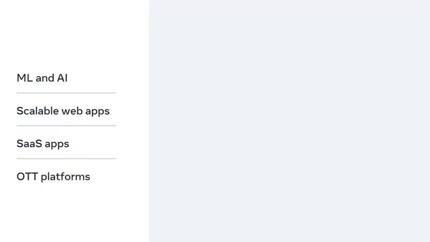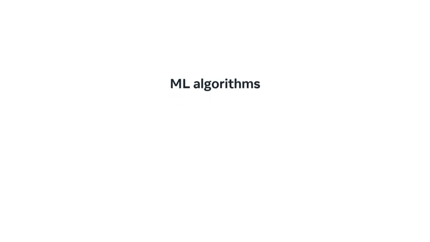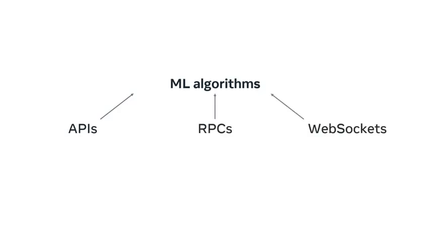These include the areas of machine learning and artificial intelligence, scalable web applications, software as a service applications, over-the-top media platforms, and industries like shopping, event management, news, and publishing. Let's explore each of these areas now in a little more detail. First is the domain of machine learning and artificial intelligence. Developers can use Django to deploy machine learning algorithms that can be made available with the help of APIs, Application Programming Interfaces, RPCs, Remote Procedure Calls, and WebSockets. Don't worry about these terms for now. You will learn about them in the course.